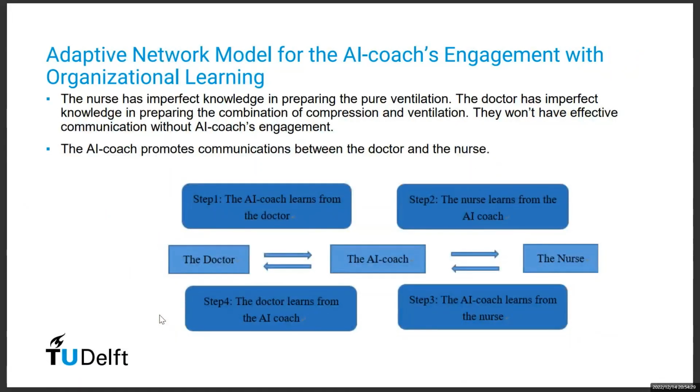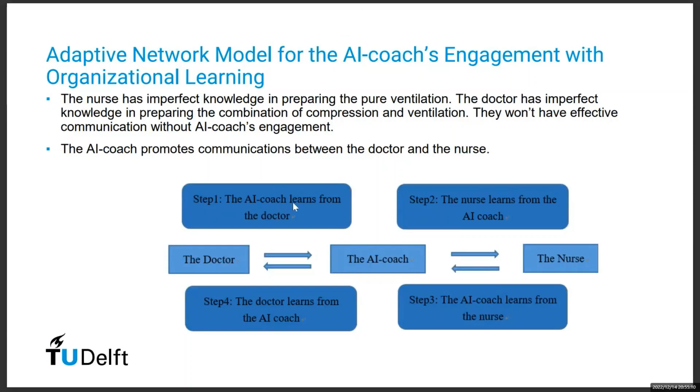And the second direction is the adaptive network model for the AI coach engagement with organizational learning. This is suitable for when both team members have imperfect knowledge. The nurse has imperfect knowledge in preparing for PURE ventilation. The doctor has imperfect knowledge for preparing the combination of compression and ventilation. They won't have effective communication without AI coach engagement. So this network is going to show how the AI coach can promote their communication.